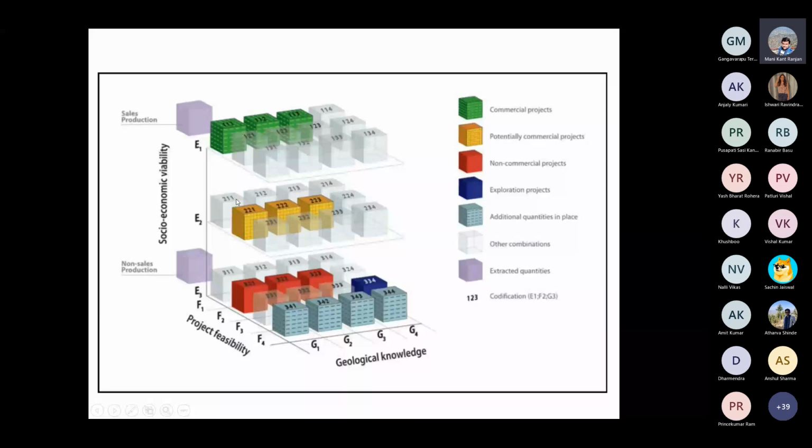Yes, sir. So it should be better than the yellow blocks. Yeah, definitely. We can consider this as potentially, we can easily bring it up towards the green level. But up to this portion, 221, 222, and 223, we still consider that they can be potentially commercial projects. This is what I mean to say.